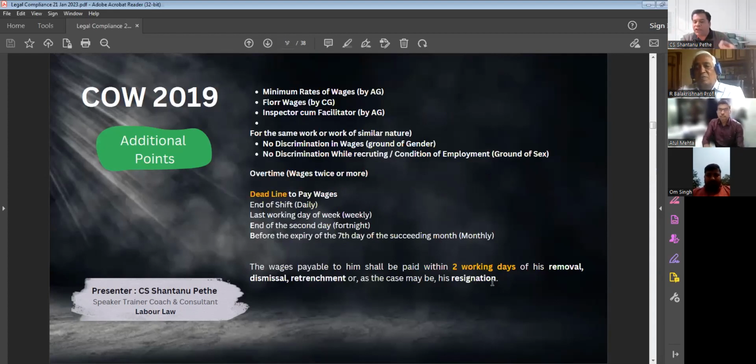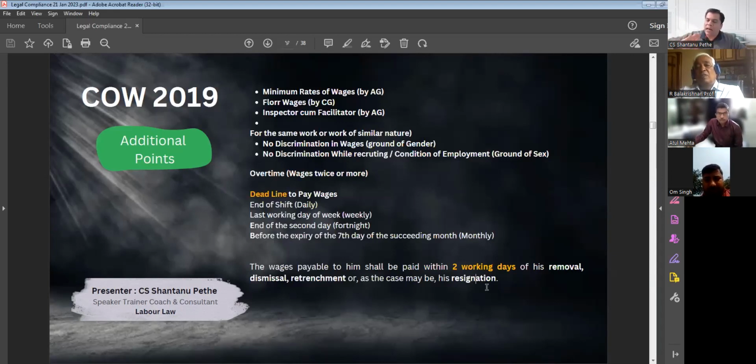That is what it is telling. It is talking about wages payable to him, which shall be paid within 2 working days. For example, if a person is working for a month and has resigned, let's say on the 10th of the month, you have to make the payment of wages by the 12th of the month. You cannot say come next month. That is what they want to say. And this is only about wages.